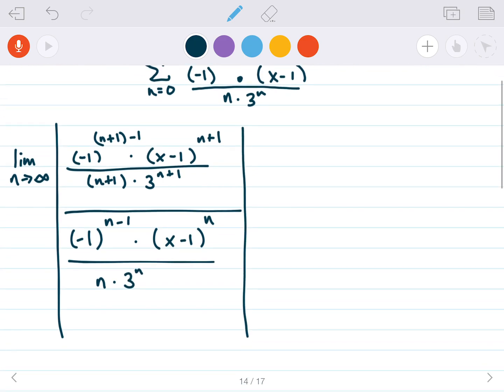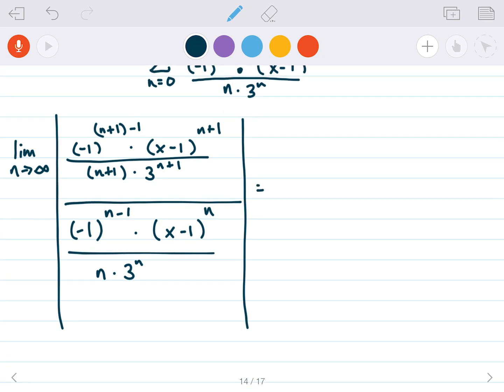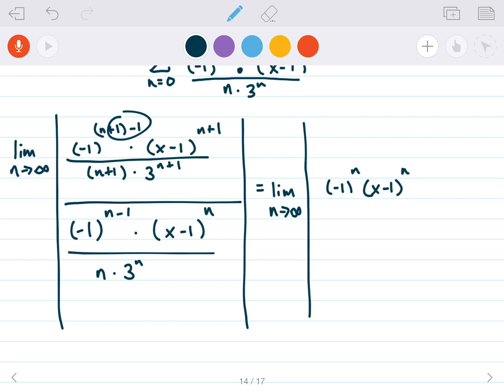Now let's clean it up, because this is a mess. So I'm going to clean it up by doing my reciprocal trick. Okay, so I'm going to keep the top. And by the way, I'm going to simplify that to just n. So it's going to be x minus 1 to the n plus 1 over n plus 1 times 3 to the n plus 1. So that's just the a sub n plus 1 part.